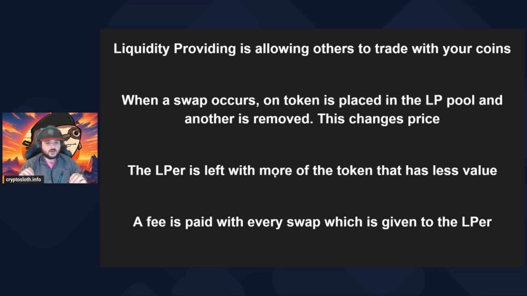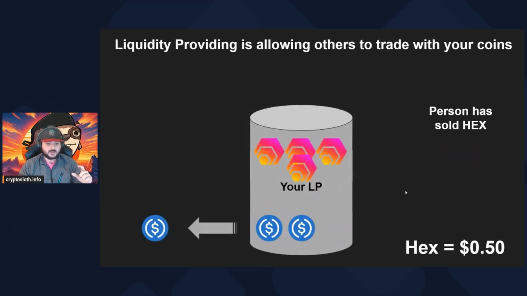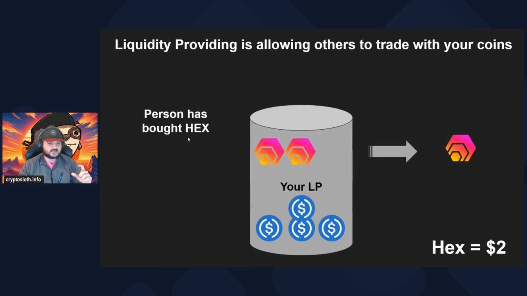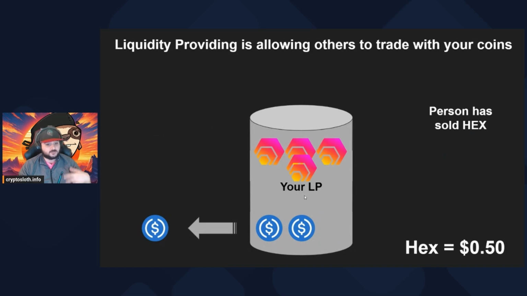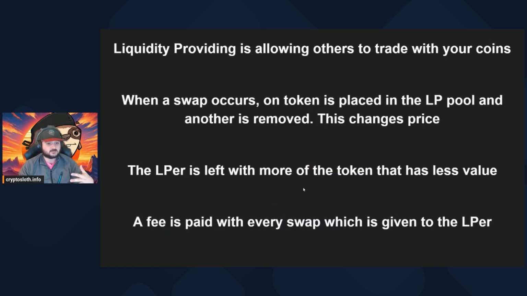So when a swap occurs, one token is placed in the liquidity pool and another is removed. This changes price because price is a function of the ratio of the coins. The liquidity provider is left with more of the token that has less value. And this makes sense if we go back to our example. Let's take this example where somebody has bought HEX. They took USDC, placed it in the liquidity pool, and then took out HEX tokens. Well, the price of HEX went up. It doubled in this specific scenario, but they're left with fewer tokens that have gone up in value and have retained more tokens that have, in this case, retained their value, or technically gone down in value because the value of USDC has gone down relative to HEX.